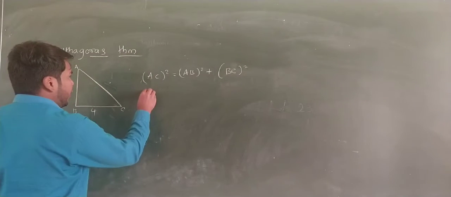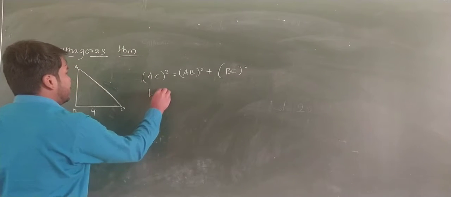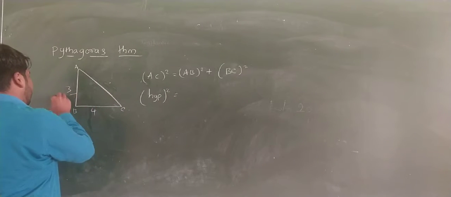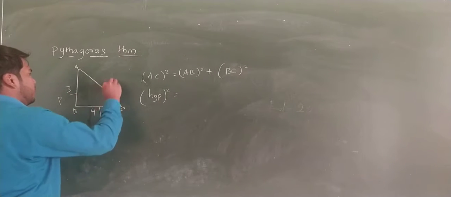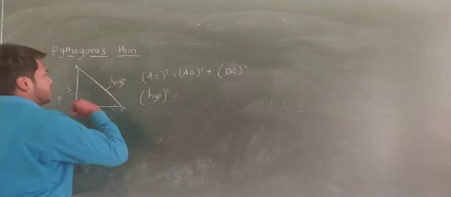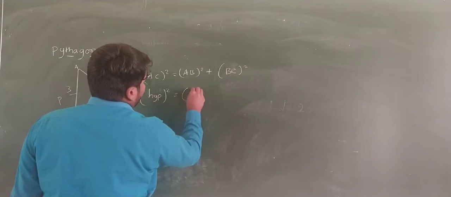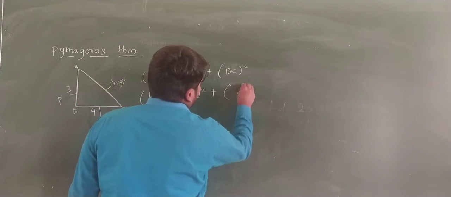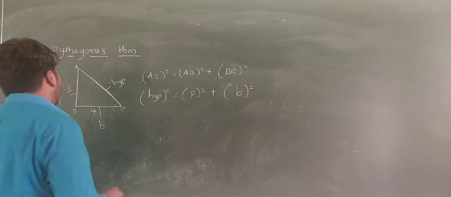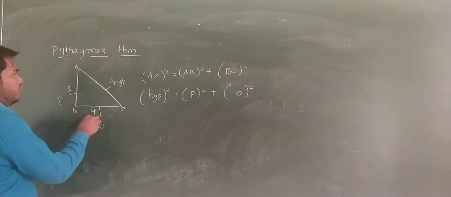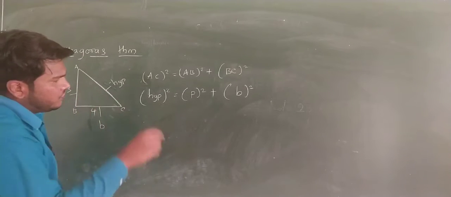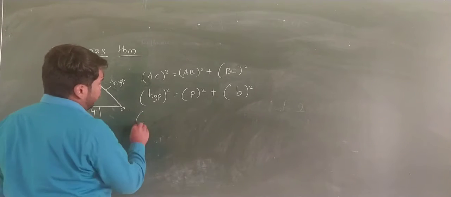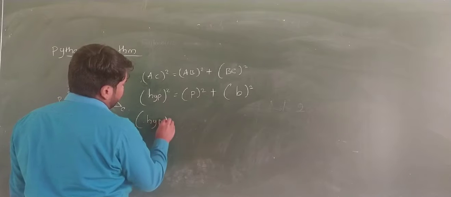Or you can write AC square as hypotenuse square. AB is called the perpendicular, BC is called the base, and AC is called the hypotenuse. So hypotenuse square is equal to perpendicular square plus base square. Now put the values 3 and 4 and see whether LHS is equal to RHS for a Pythagorean triplet. Hypotenuse square we don't know, so just write it as it is.